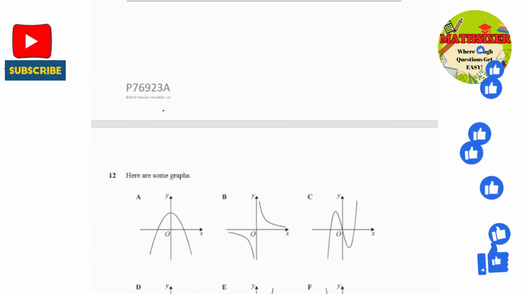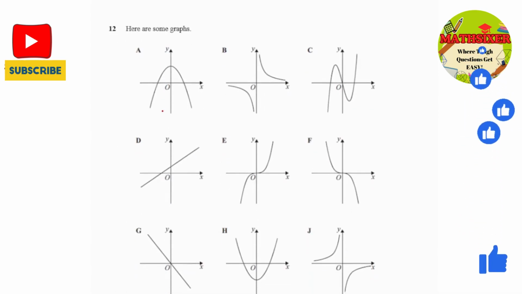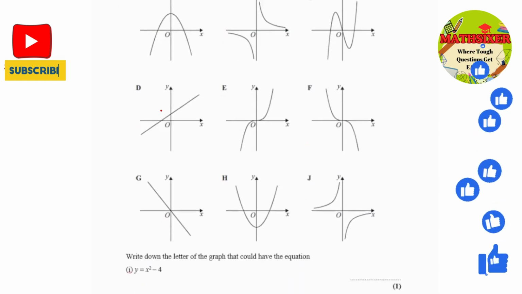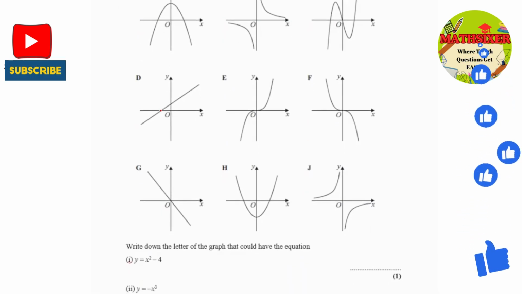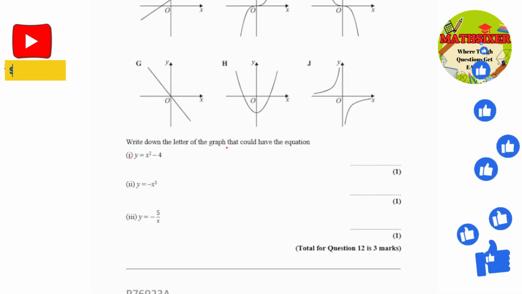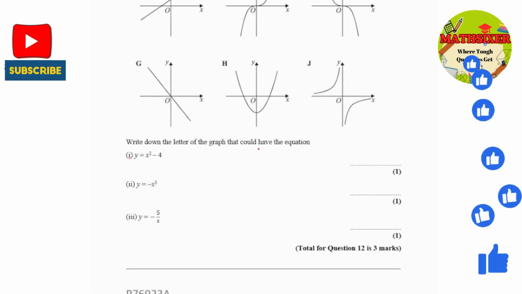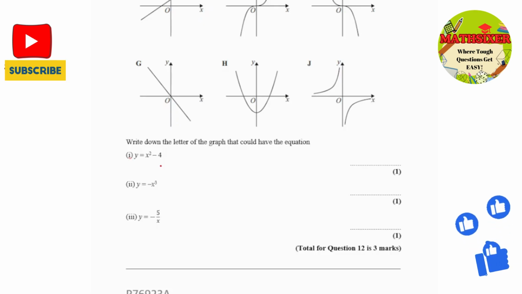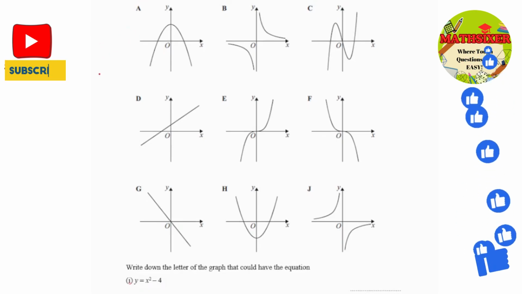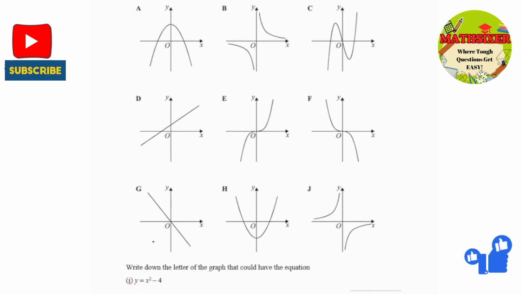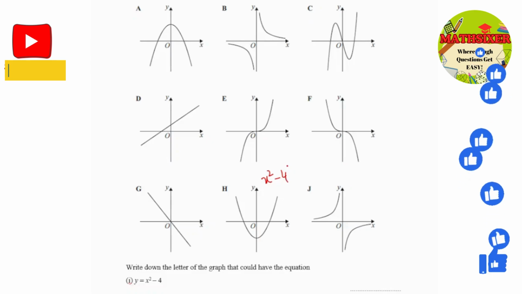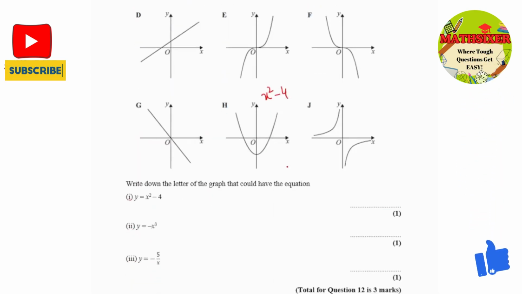I hope you'll enjoy this question. And this is another question. So here are some graphs. So we have different shapes, and we need to find out which graph belongs to these shapes. So there are 3 equations. Write down the letter of the graph that could have the equation y equals x squared minus 4. So we know that when we have y equals x squared minus 4, this is an x squared graph and this is going towards minus 4. So we're going to use the letter H over here. So this is letter H.